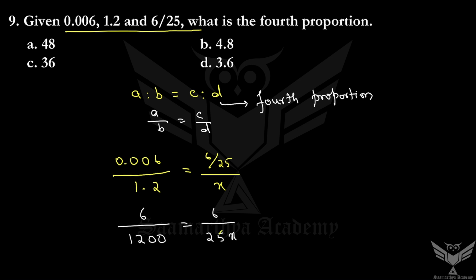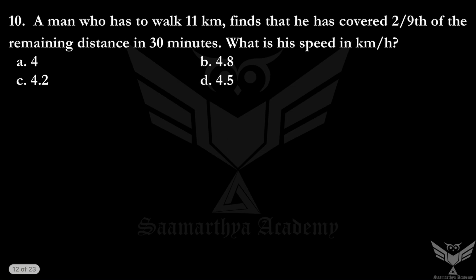Now 100 is having 4 25s. This is 1200, so it will be having 12 times 4 of 25s. 6 gets cancelled out. Clearly x is equal to 12 times 4, which is 48. That's our answer. Next one.